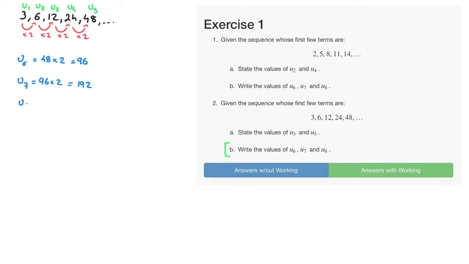The 8th term, U8, would equal 2 times the 7th term. And now that we have the 7th term, we can go ahead and state that the 8th term is 192, the 7th term, times 2. And 192 times 2 is 384. And we're done. We now have the 6th, 7th, and 8th terms of this sequence.